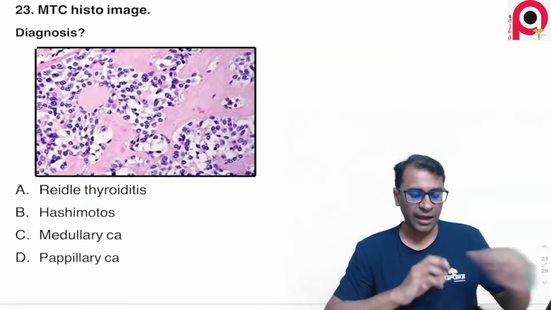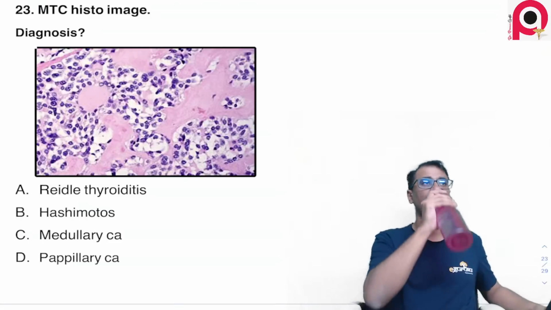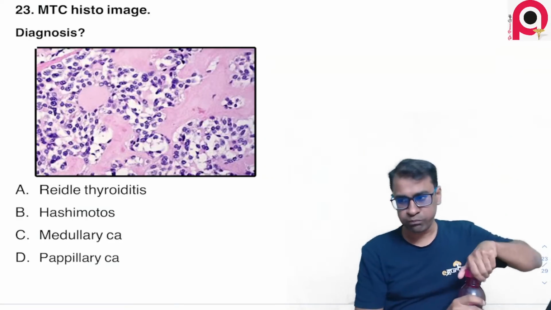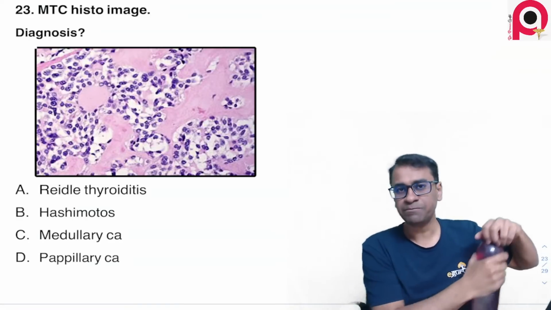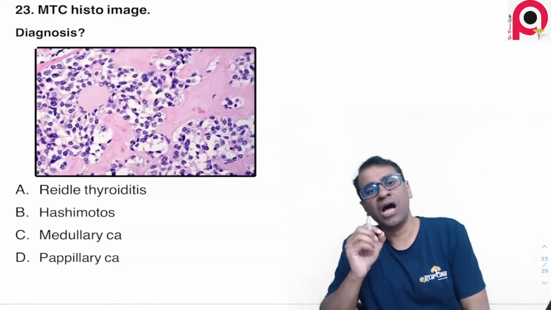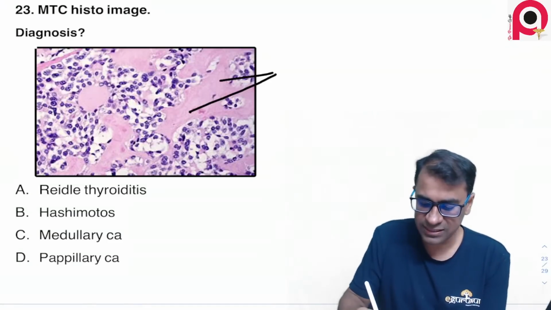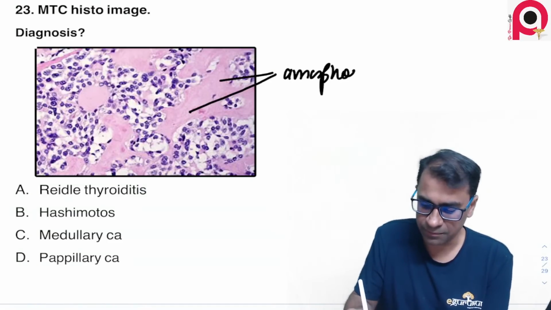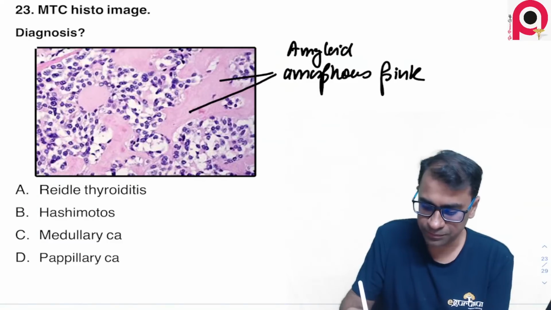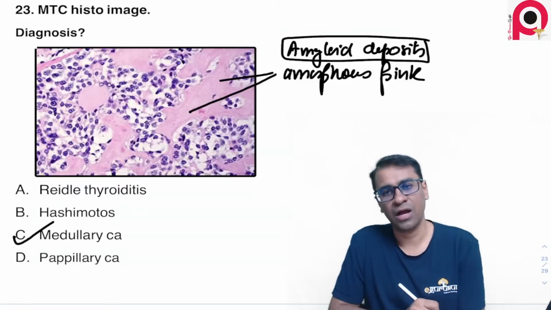Okay. An MTC histology image came, sir, and this was the histological image for medullary thyroid carcinoma. Yaad rakhna, if you get a thyroid histology with amyloid deposition, a pink-colored acellular amorphous amyloid deposition, it becomes a case of medullary thyroid carcinoma.